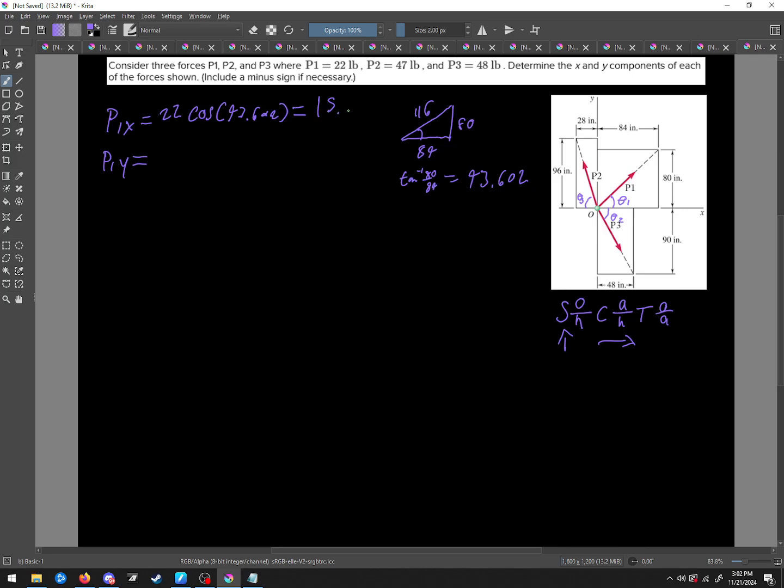This is 15.93. I'm gonna call it pound. And then same thing here, we're gonna do 22 sine of 43.602. 15.17. Yeah. All right. So that's all looking good. It's all looking good. So now let's do the same thing for P2 here.